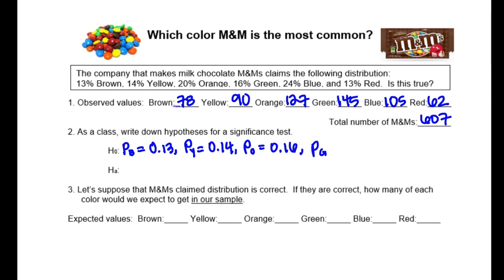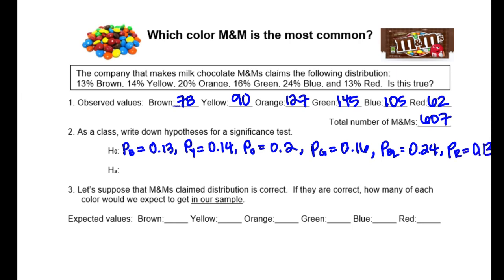P of G, 0.24. P of blue, oh no, I can't read. I missed one. 13% brown, 14% yellow, 20% orange. Sorry about that. 16% green. I have blue, I'm going to do BL since I already did B for brown, is 0.24. And P of R for red is 0.13.